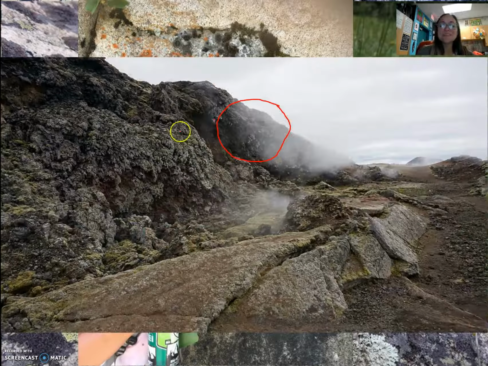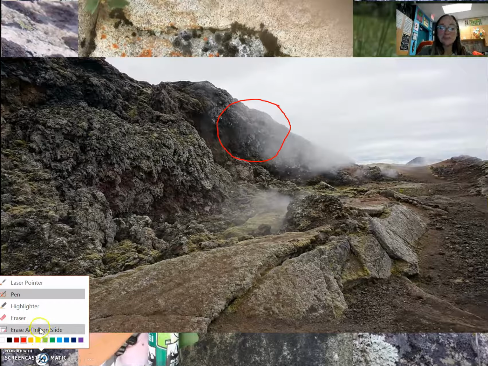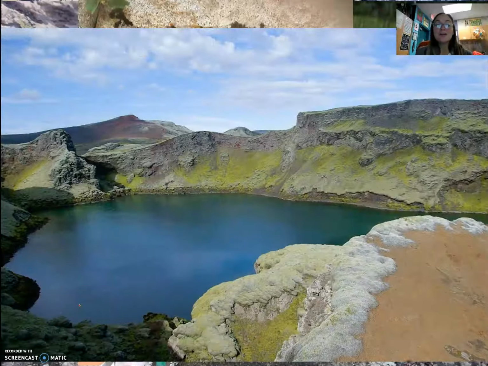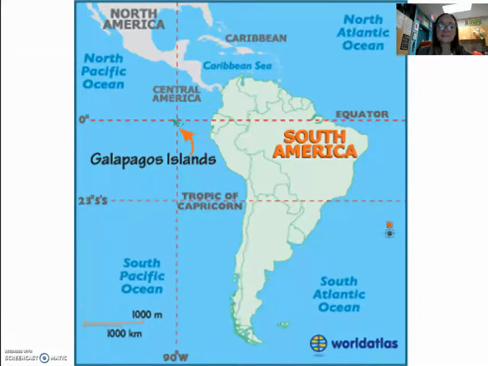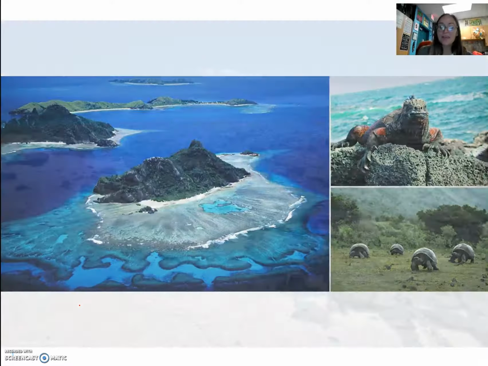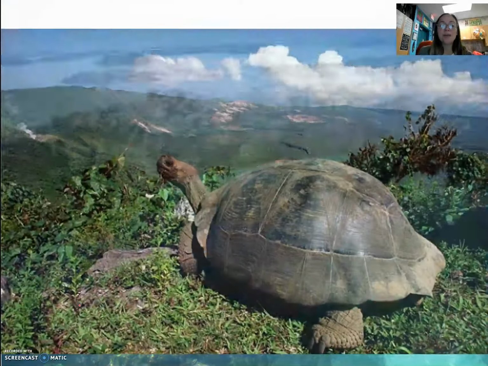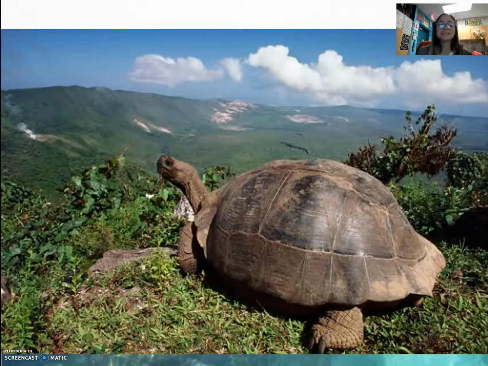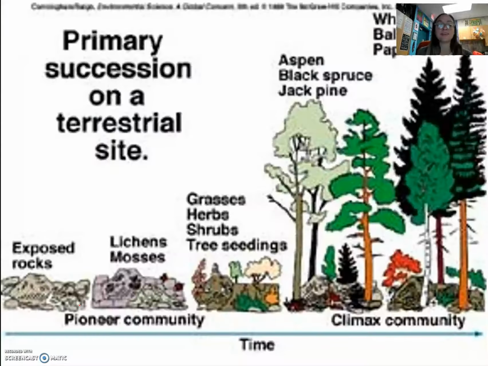And so what they do is they start to build a soil layer where now grasses can grow and different species can begin to move into the area. So once lichens are there, they're the pioneer species, then you'll have small mosses and grass, and then eventually you'll have shrubs. If you look at the Galapagos, these were islands formed by volcanoes, and over time you had grasses and species able to be supported on these islands.